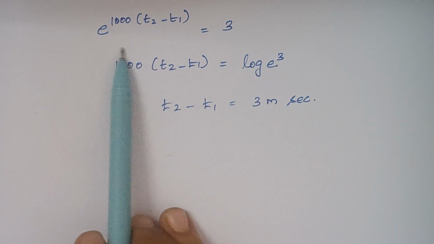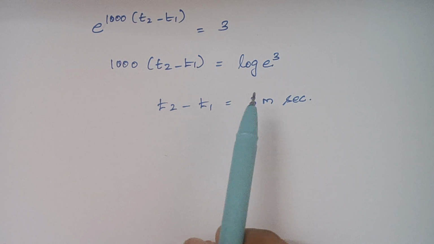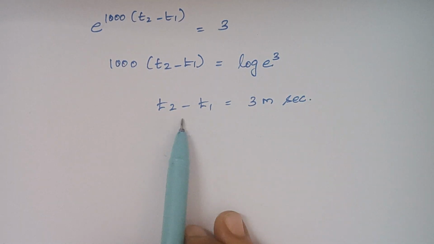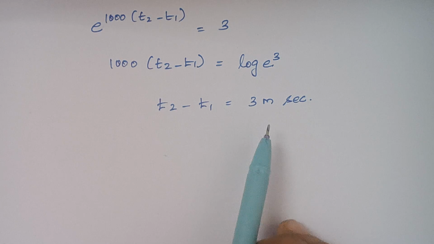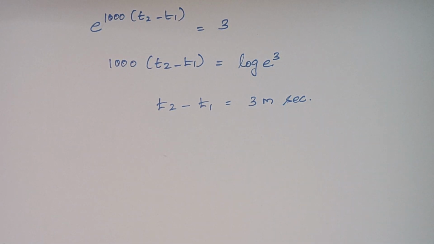So this is our expression. Once you take ln on both sides, finally the value of T2 minus T1 is equal to 3 milliseconds, right? Here comes the end of this video.